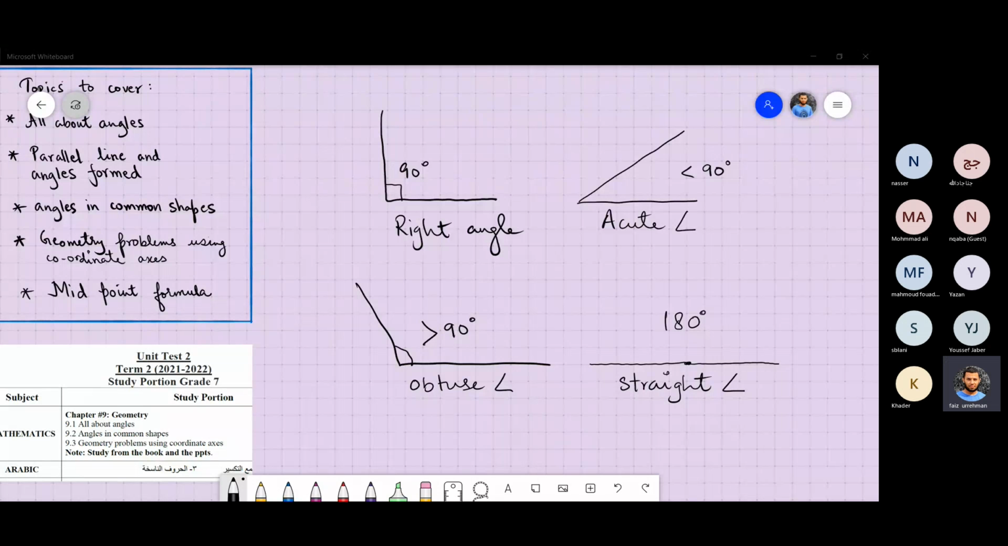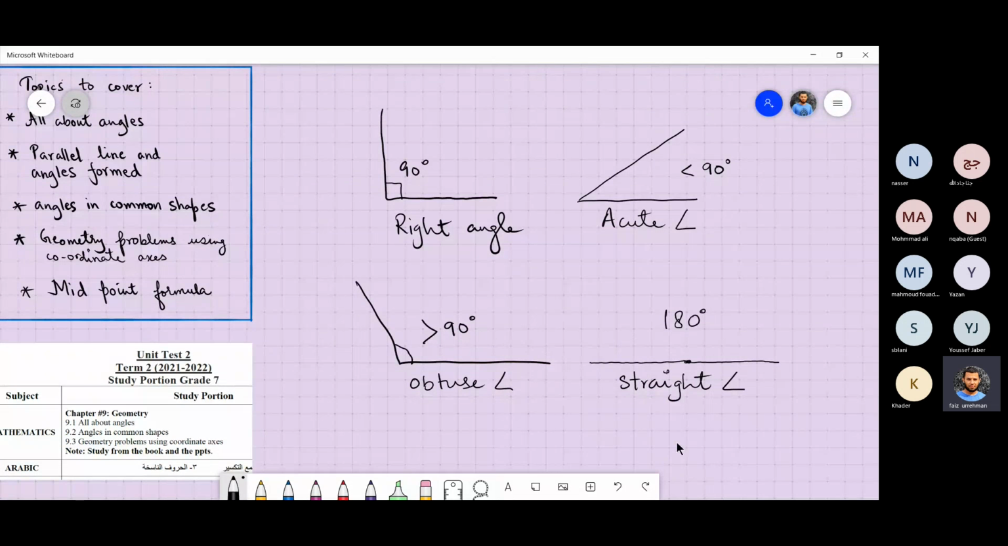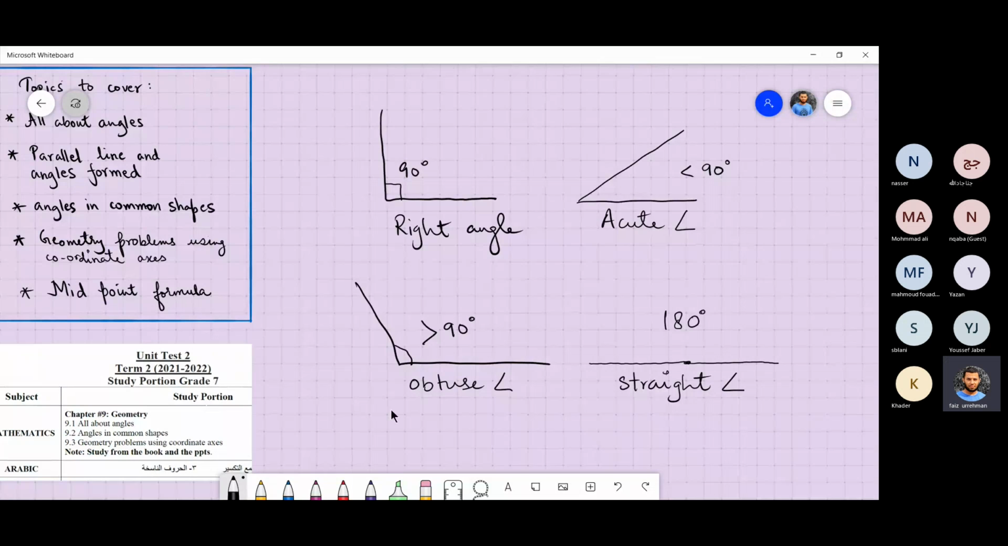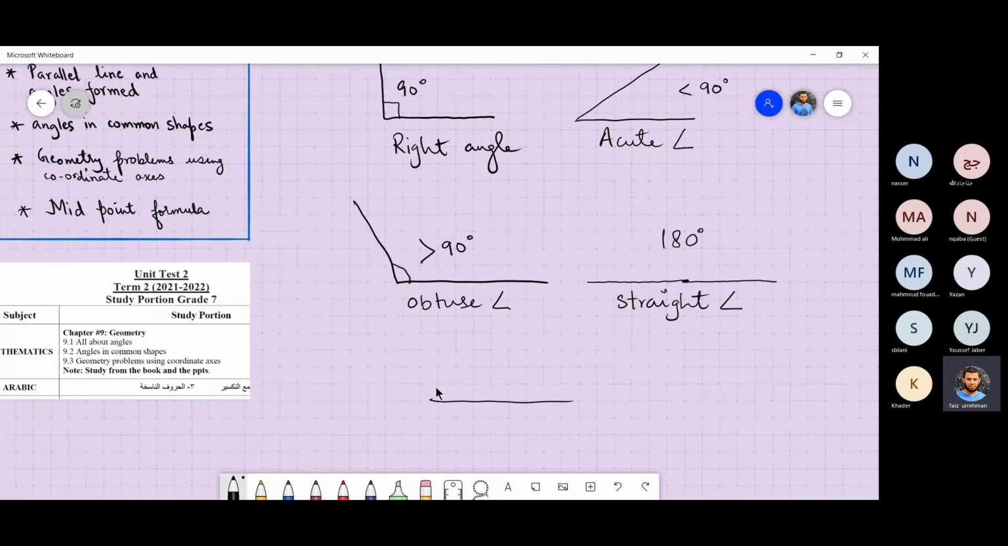But it's not covered here, so I will not tell you. I will tell you one more. If it is a complete circle, a complete turn, for example, you are here and you make an angle completely, you return to the same point, so it will be 360 because you made one complete turn.